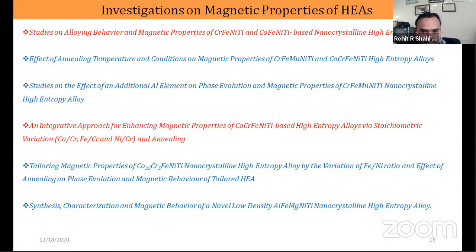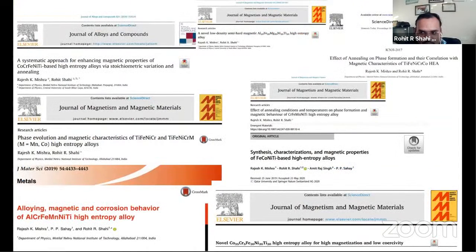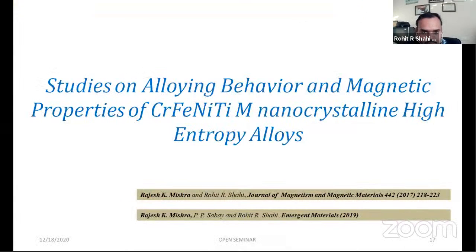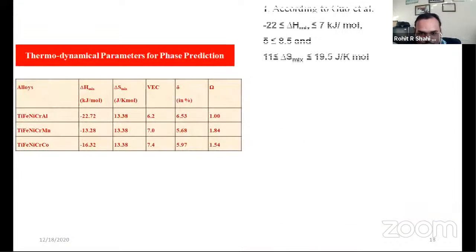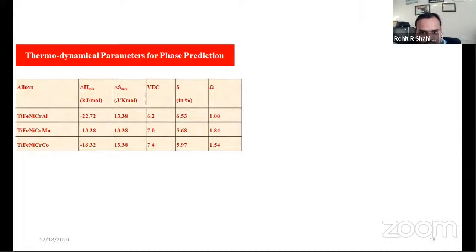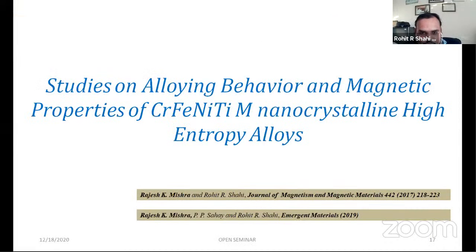These are the list of works which were done by my PhD scholar. These are the list of publications, and I just want to give some glimpse of what type of work we did. So we try to improve. We are going to study what is the effect of the addition of.